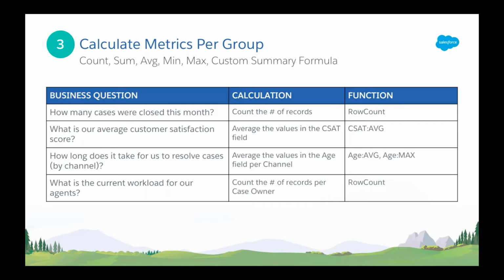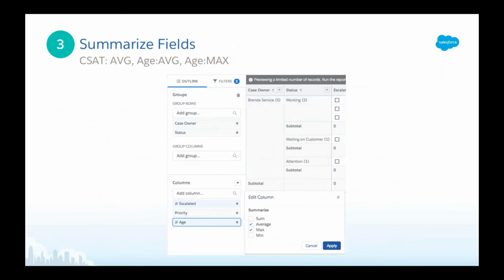Finding out how long it takes for us to resolve cases by channel is also just taking the average of the age column, or we might want to get the max value to see if there's any cases that have been open a little too long. And then for the current workload for each agent, we just have to count how many cases are currently open for each agent. So that's pretty straightforward.